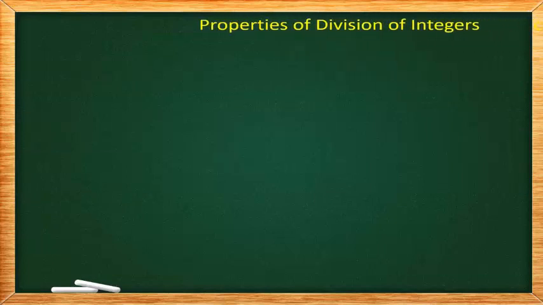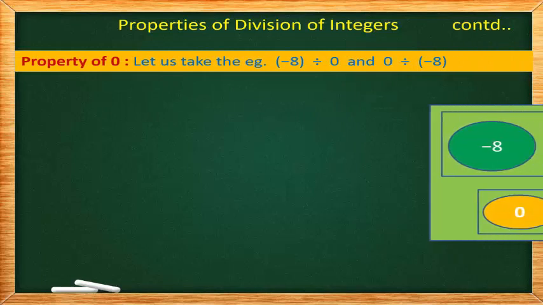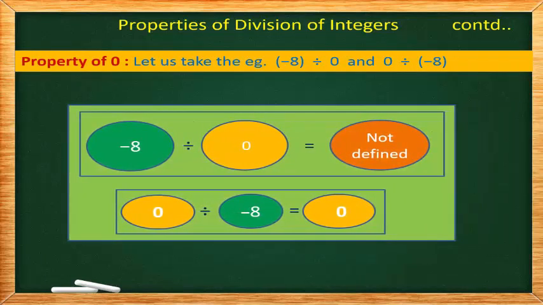Now let us learn about the next property of division, that is property of 0. When an integer is divided by 0, we cannot divide because division by 0 is not defined. But if 0 is divided by any integer, we get 0 as the quotient.